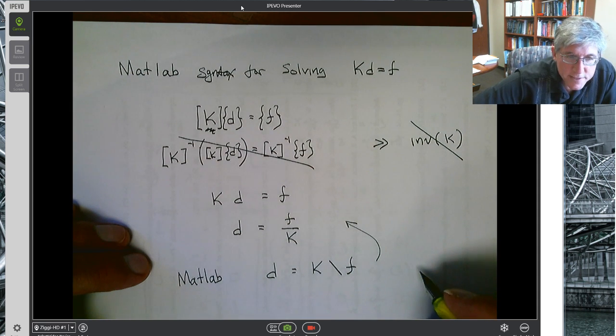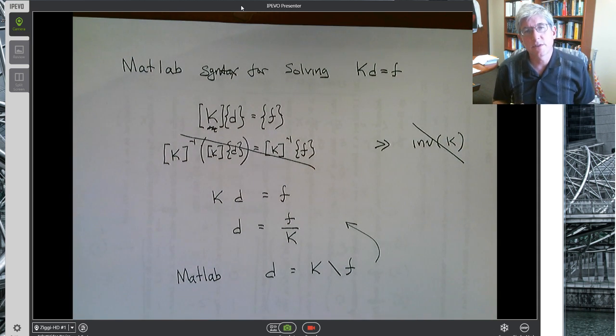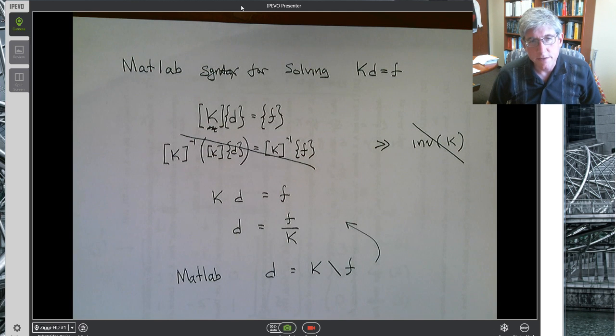And what this does is it doesn't find the inverse, but it uses LAPACK routines to very efficiently solve for D, or solve this linear system for D. Most likely it's using an LU decomposition, or if it's symmetric, a Cholesky type of decomposition. So it's much more efficient. So that's what we're going to do.